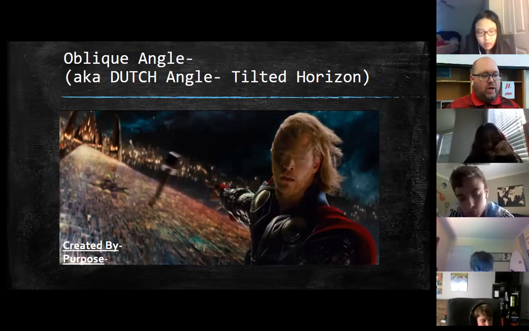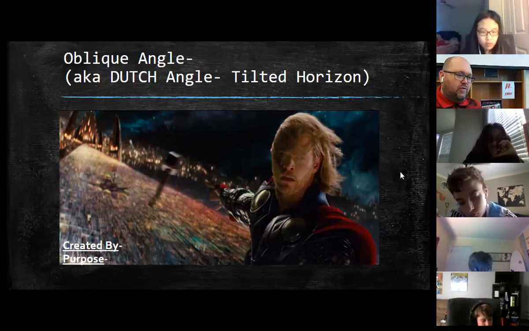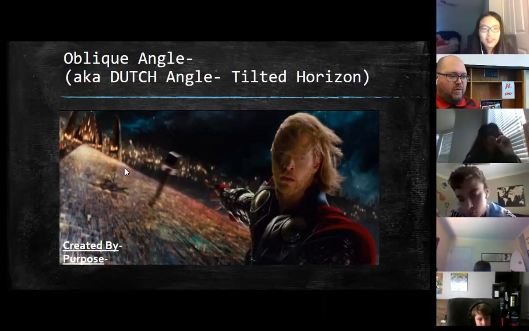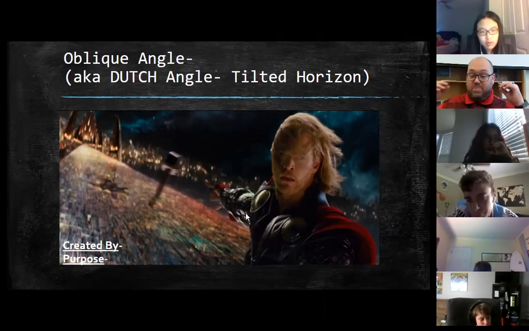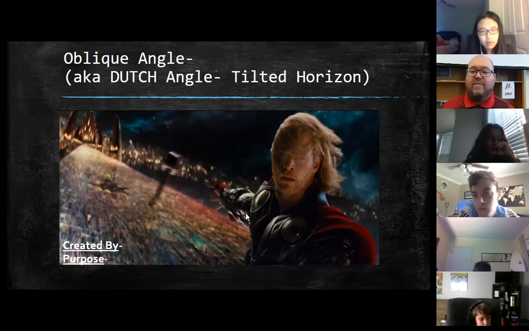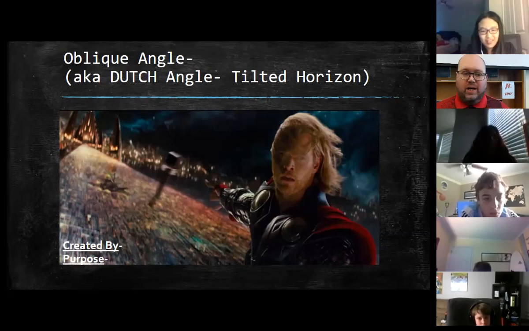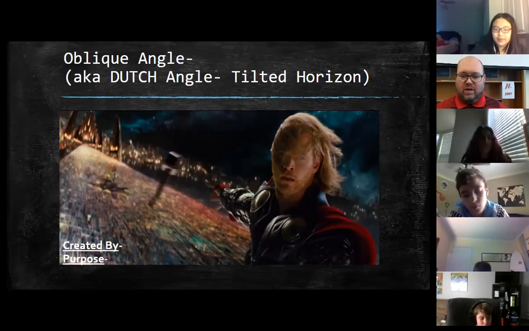Okay, so if you look at the picture here, this is from the first Thor movie, and if we were to trace the horizon, which is this ground line of the bridge, you can see that this is almost exactly at a 45-degree angle. Now, the purpose of this, to be quite honest with you, is that it doesn't really have an actual, physical directorial purpose. In all honesty, it's used to just look cool. It makes your shot look different. It makes it look more unique.